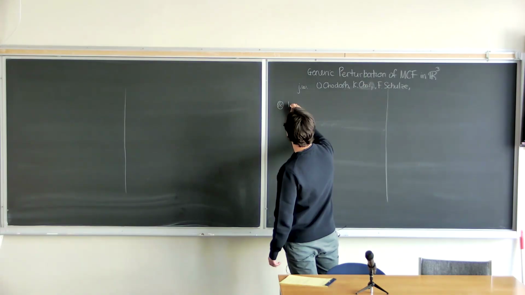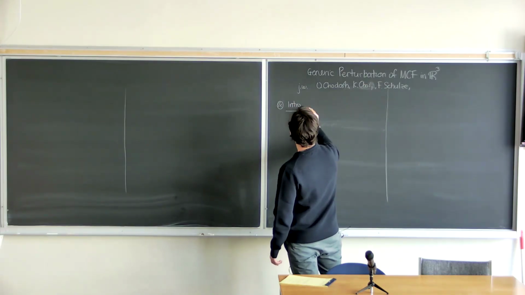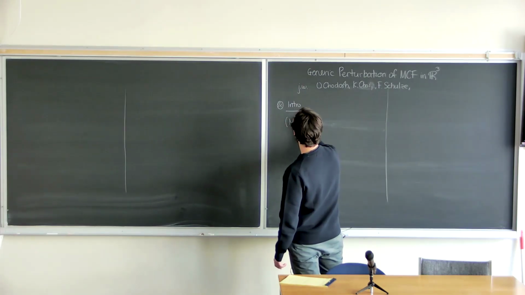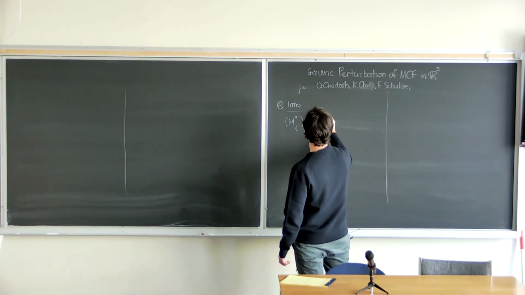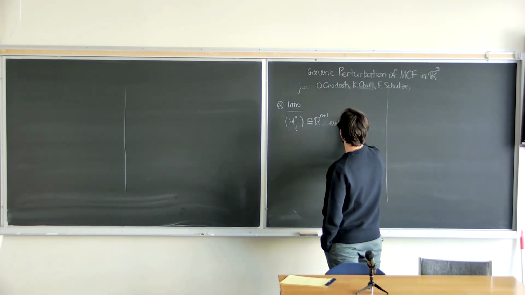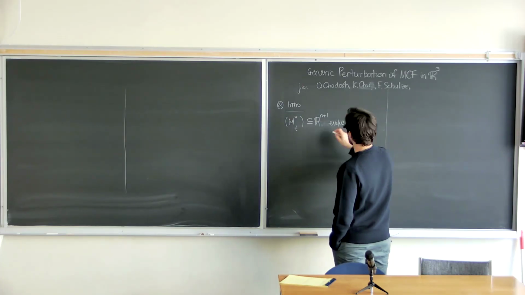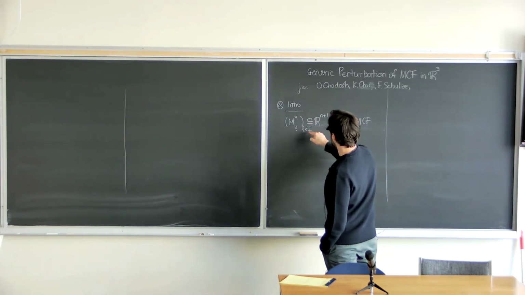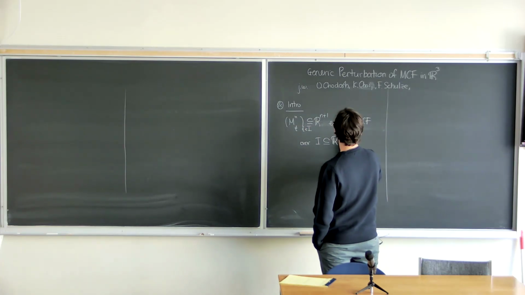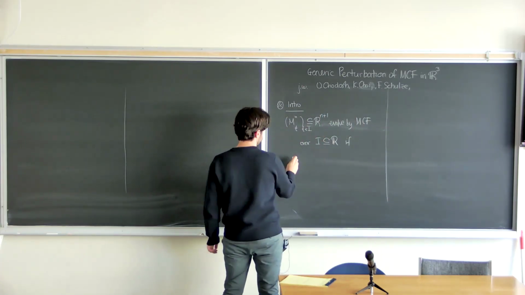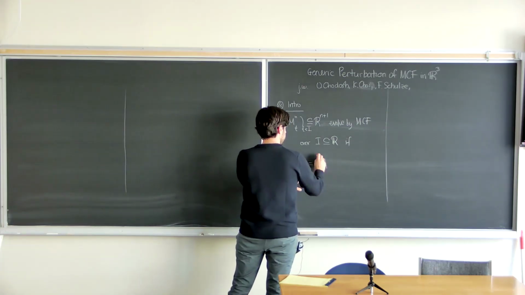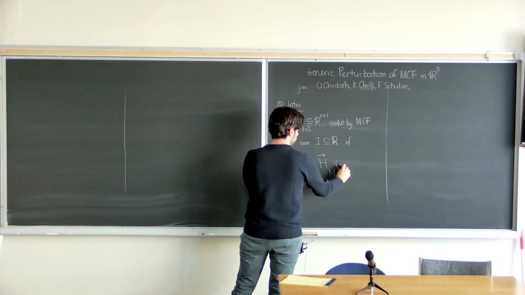So my notation will be that we have a family of hypersurfaces in R^(n+1), n-dimensional hypersurfaces in R^(n+1), and they will evolve by mean curvature flow over some time interval I in R, if each point moves in the direction of the mean curvature vector. So the velocity of each point is given by the mean curvature of that hypersurface at that point.